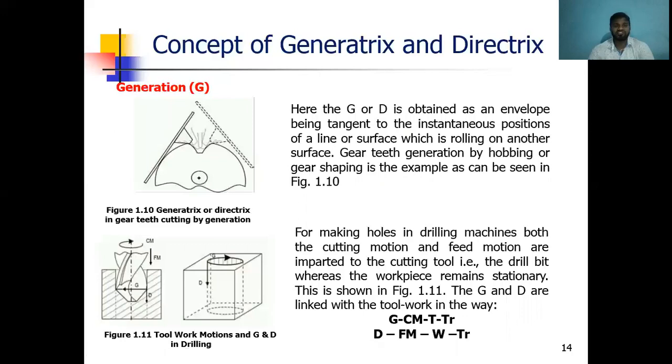Next, coming to generation. Here G is generated as an envelope tangent to the instantaneous positions of a line or surface which is rolling on another surface. Gear teeth generation by hobbing or gear shaping is the example, as can be seen in the diagram. Generatrix or directrix in gear teeth cutting by generation.